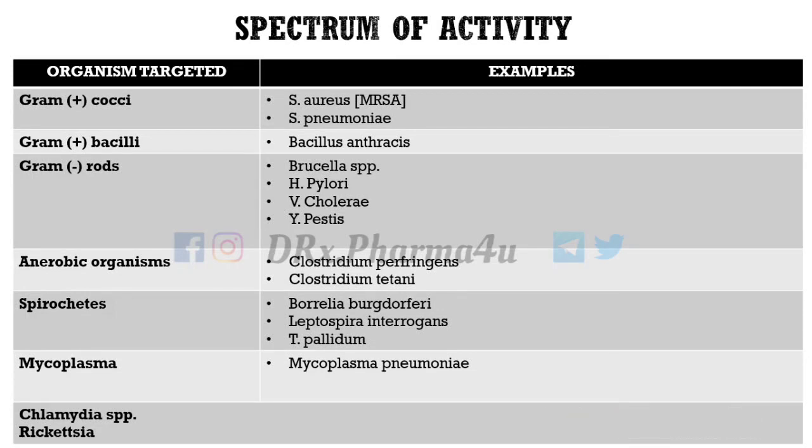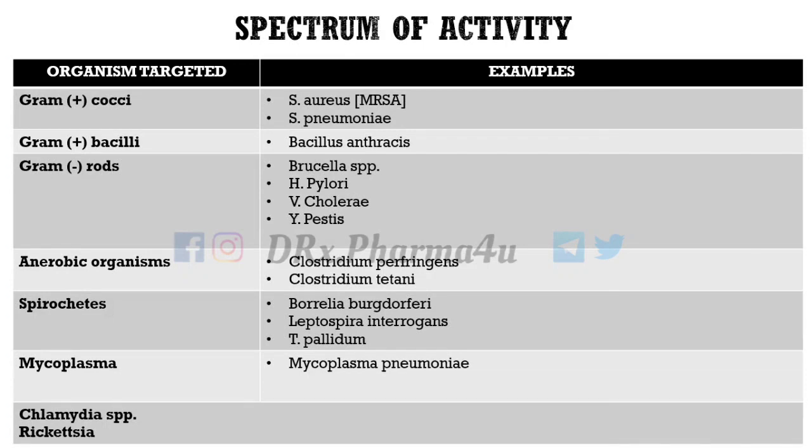Then we have spirochetes. These are also a special kind of organisms, for example Borrelia burgdorferi, Leptospira interrogans, and Treponema pallidum. Treponema are those organisms which cause a sexually transmitted disease known as syphilis. Usually in syphilis, penicillin is more than enough, but we may give tetracycline as well.